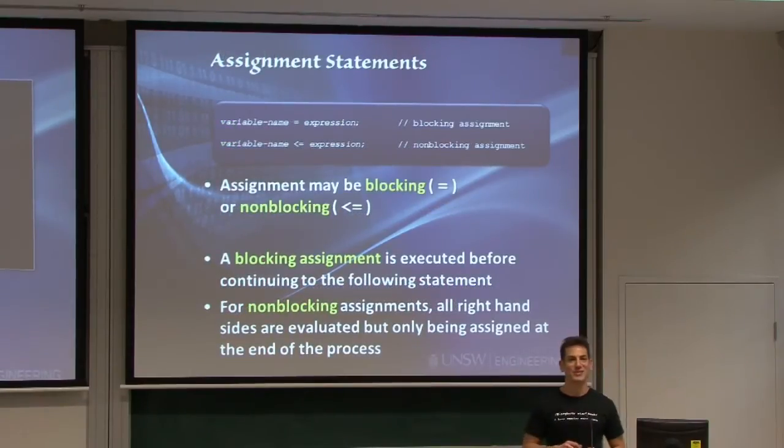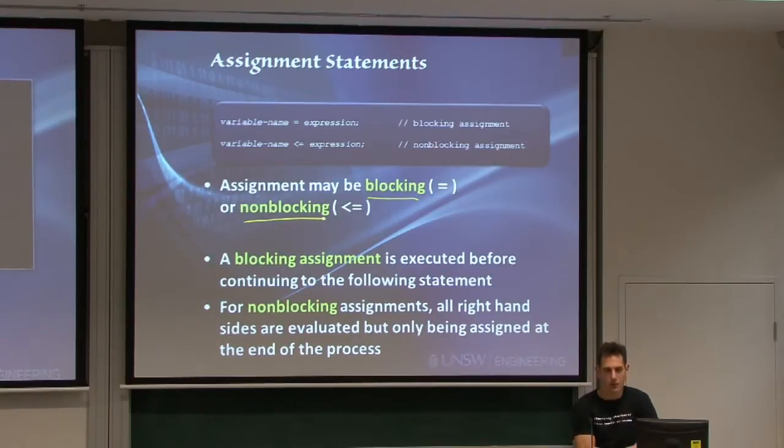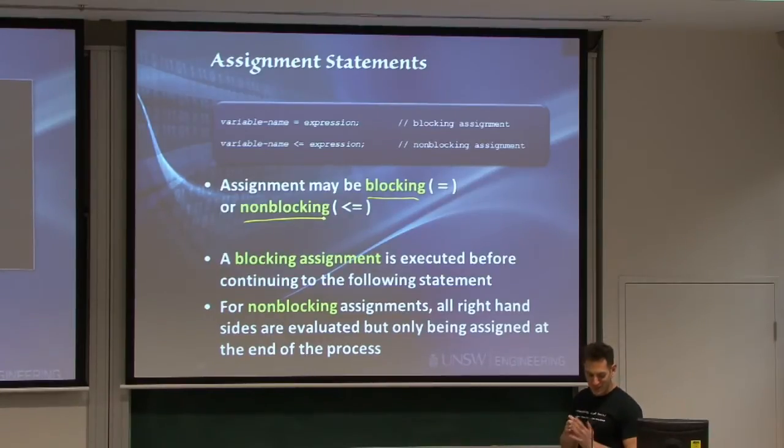Now this is where it gets really fun. We have two types of assignments that we can use in procedural code. We have blocking assignment and non-blocking assignment. Now, once you get confused, stop me. I will try to define as best I can, and I'll give you some examples. We'll start with blocking assignment.